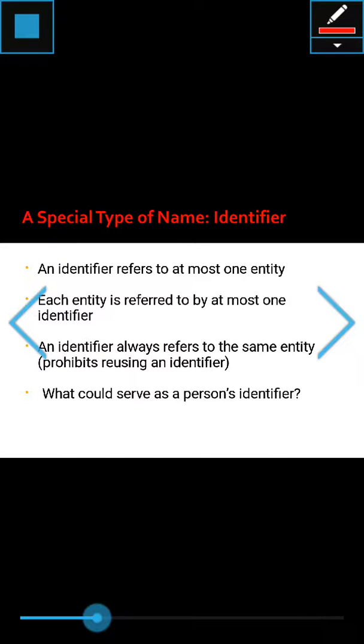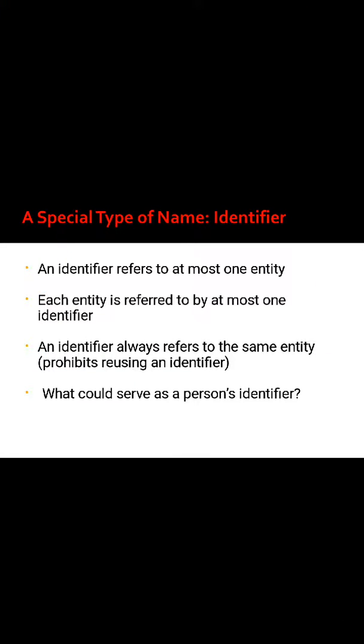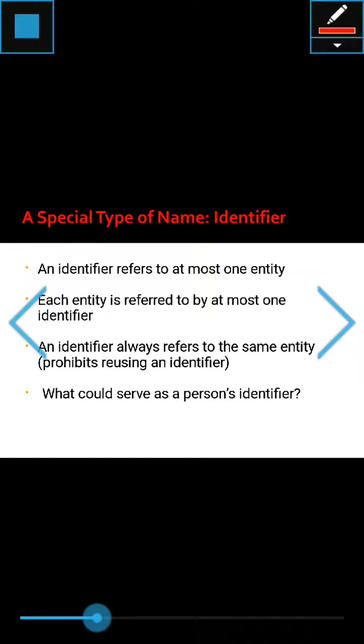A special type of name is an identifier. We know that an identifier uniquely identifies an entity, and no two entities can have the same identifier. So each entity is referred to by at most one identifier, and an identifier always refers to the same entity. What could serve as a person's identifier? A person's identifier can be their name or address, habits, or friends, etc.